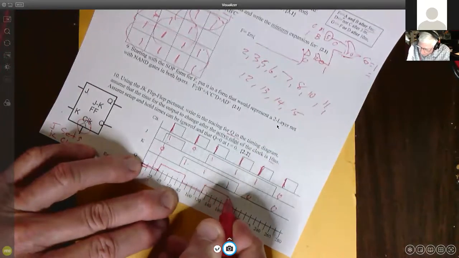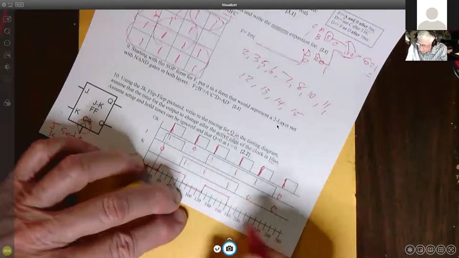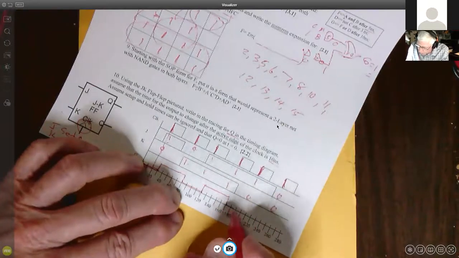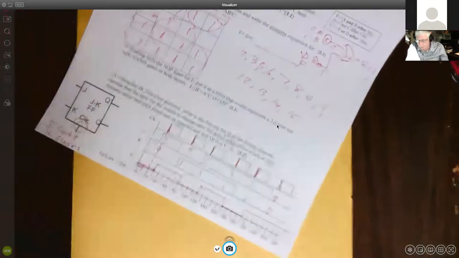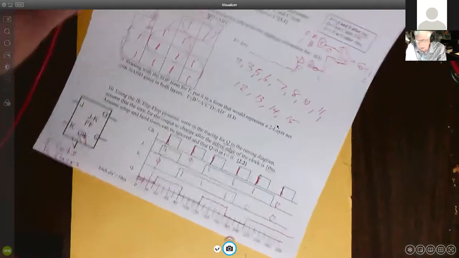Here they're both one again, so we're going to toggle down to zero. Here we have 1, 0, so we're going to set. And here they're both zero, so we're going to hold. So that's all there is to that.